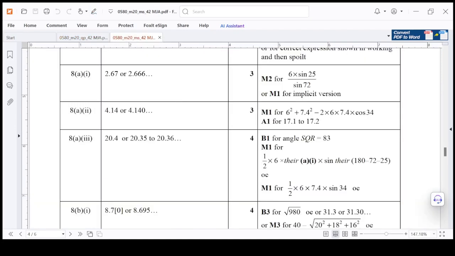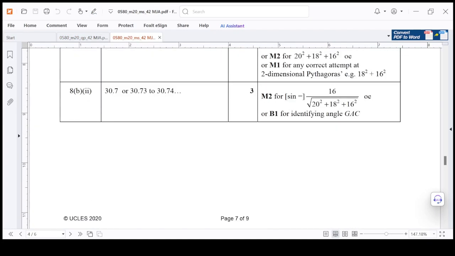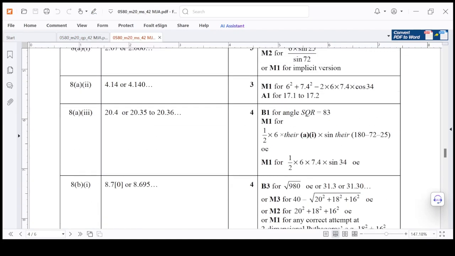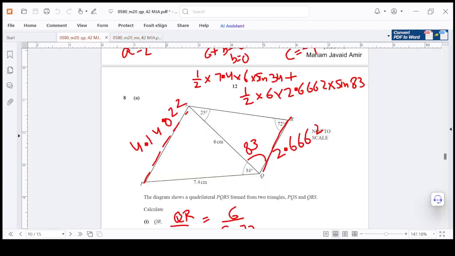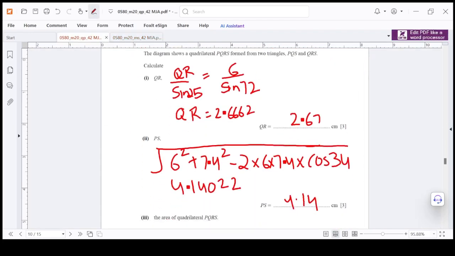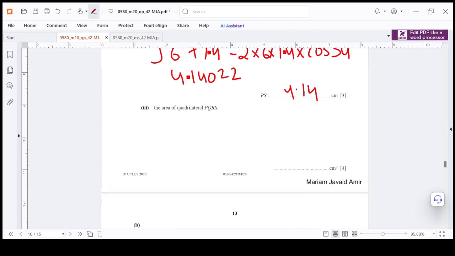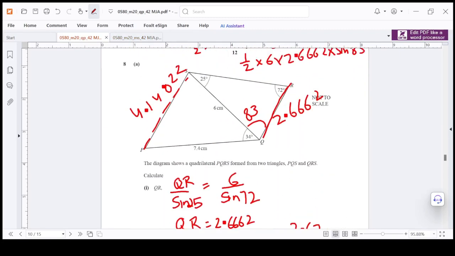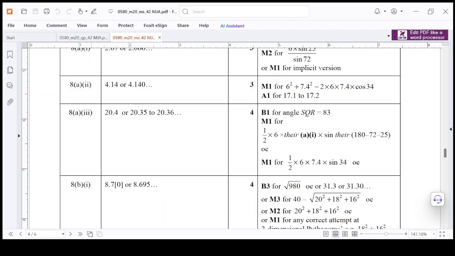Is that right? No, it's not. Where did I mess this up? Which part is this? Part 3 of part A. What's the answer for part? It's 20.4. So I probably made some blunder. Let me check. What is that?